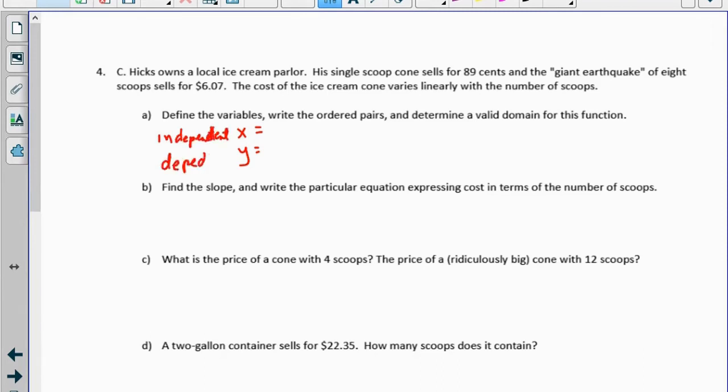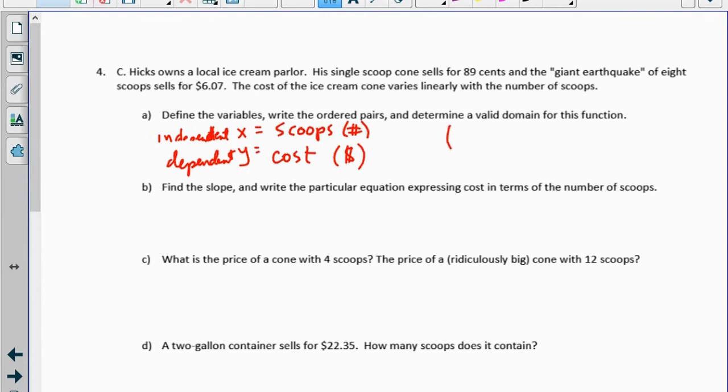And then dependent. So the independent variable x and the dependent variable y. The independent variable is the thing that we have control over in terms of what our choice would be, and in this case, that would be the number of scoops. Y, the dependent variable, is going to be the cost, which in this case is going to be dollars.